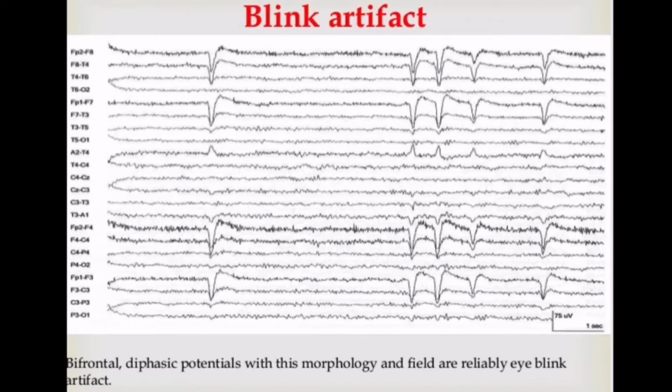You could say bifrontal diphasic potentials, or you could just say they look like a V, and they're going to be in the FP1, FP2 type channels, the very frontal channels closest to the eyes. They look like a V, and just remember that, guys. That's the simplest way to think about it. And once you see them enough, it'll be like second nature to you. This is one of the most common artifacts for sure.